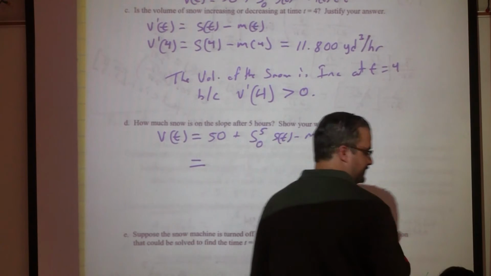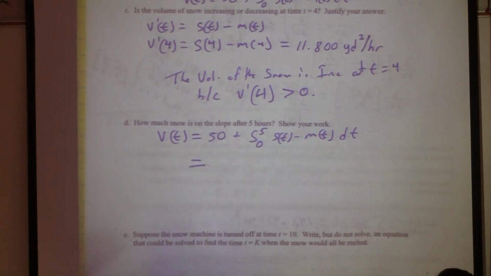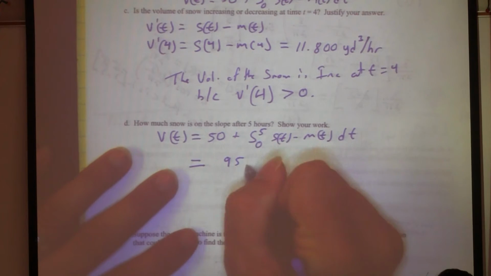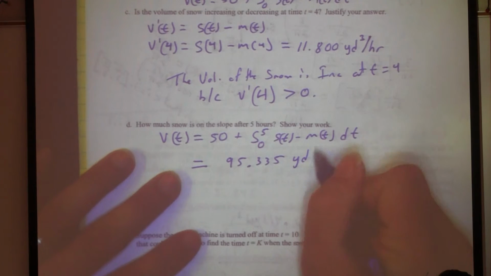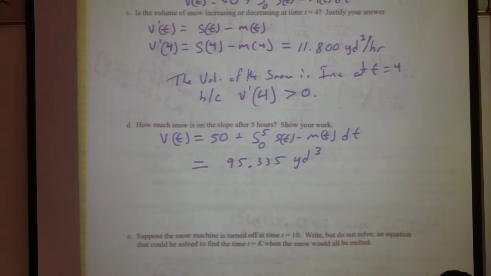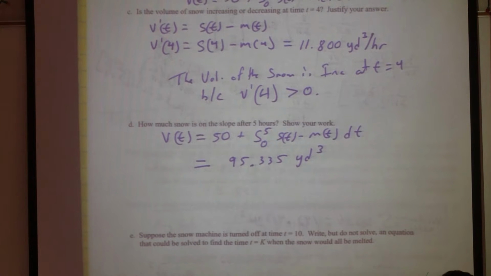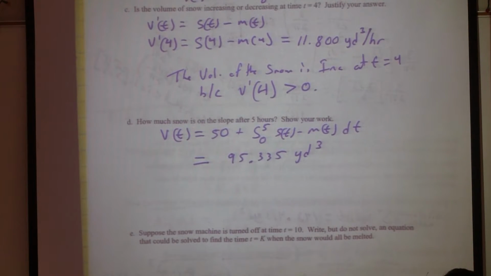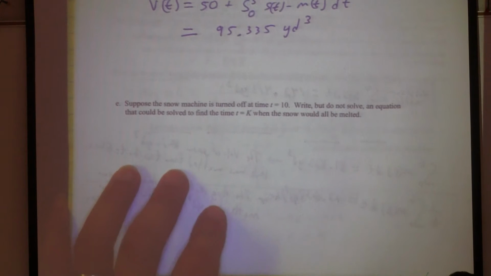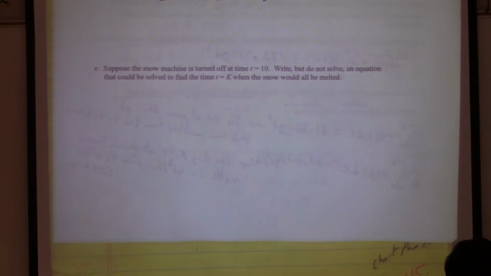What do we get? How many cubic yards of snow are there after 5 hours? 95.335 cubic yards? Is that a lot? Should it be a lot of snow? I want to be able to ski on it. I mean, probably a lot of snow. How many cubic yards does it take to make a pool? It depends how big your pool is, right?